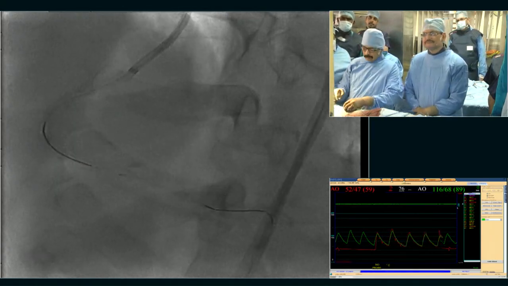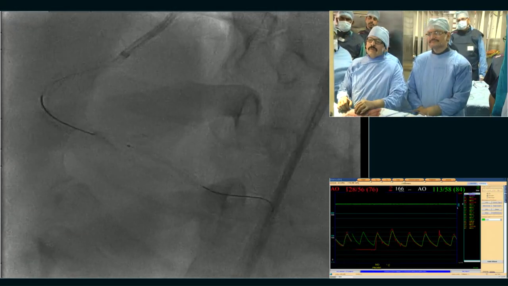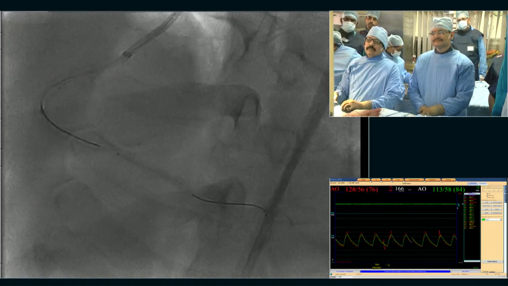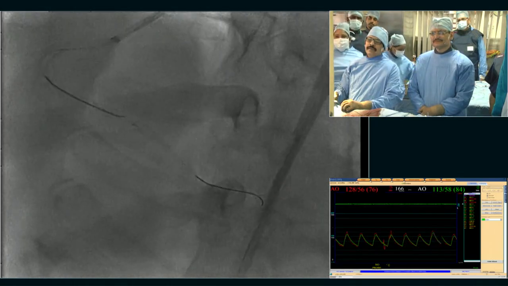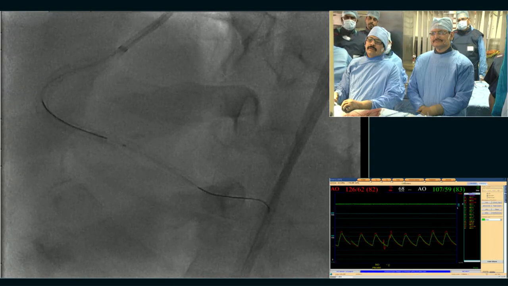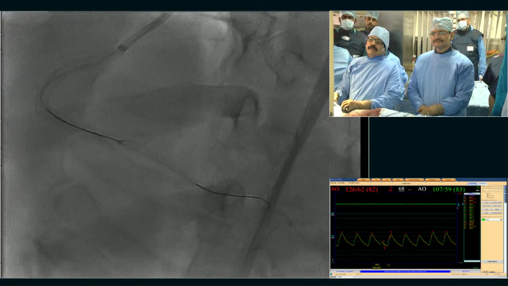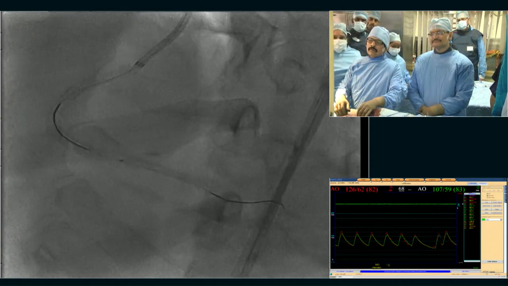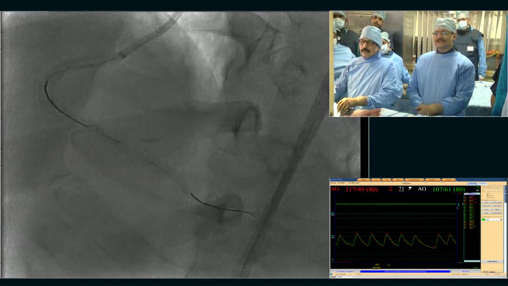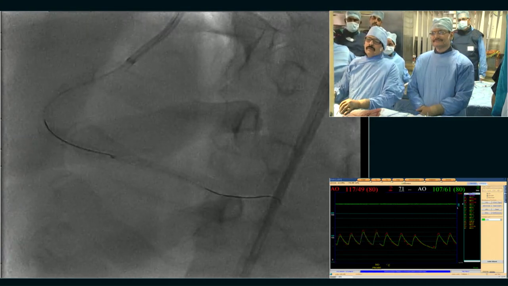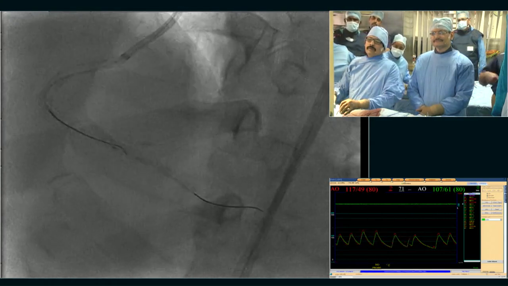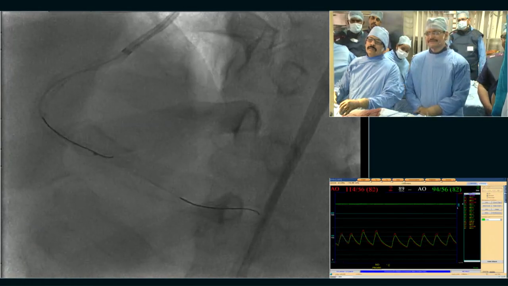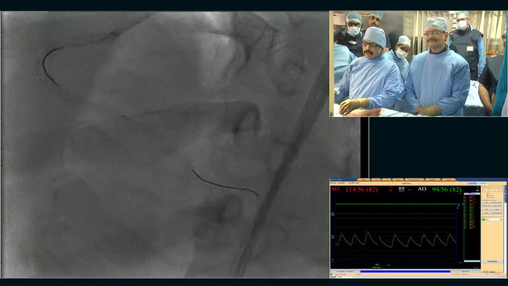So actually you are using a Sion wire, yes? Sion, yeah, soft wire. Yes, yes. I'll make a more bend in the wire. Which one? Sion Blue, Sion regular plain one, Sion Black? Sion regular only. Regular one. Fantastic, no? Bend.